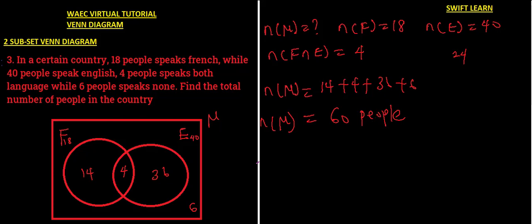Alright, so this is the end of the 2 by 2 subset Venn diagram.